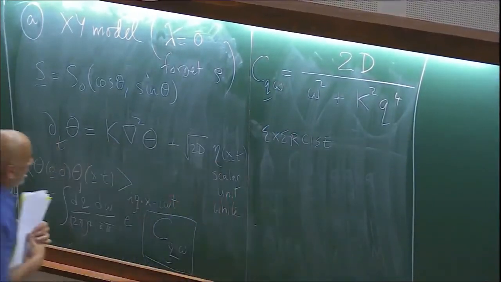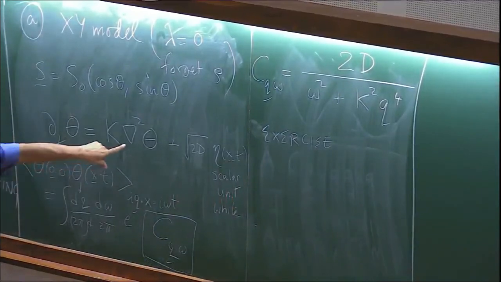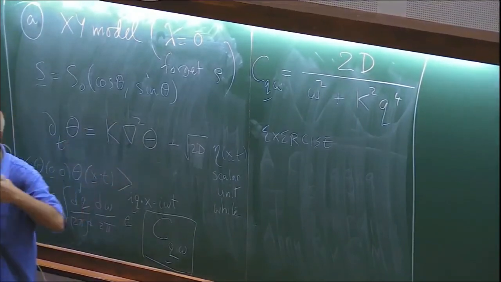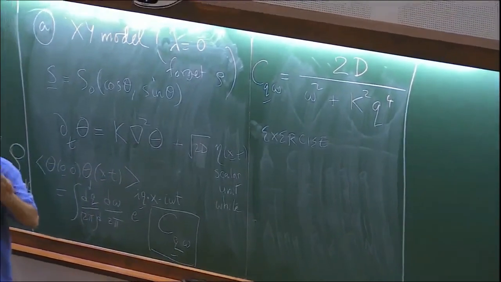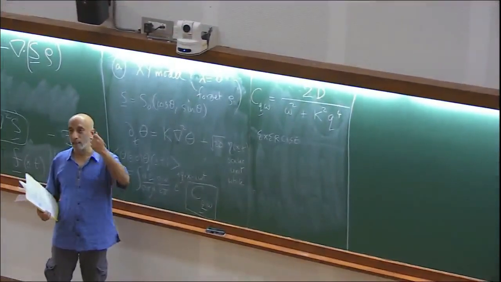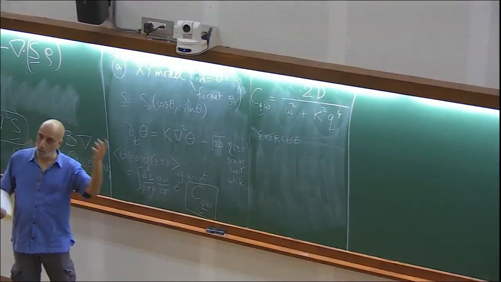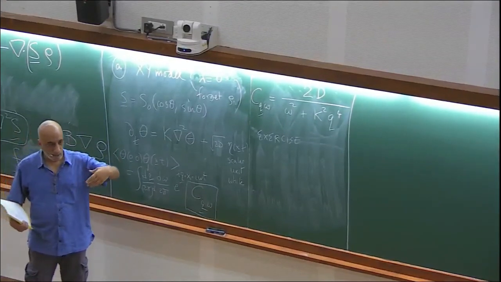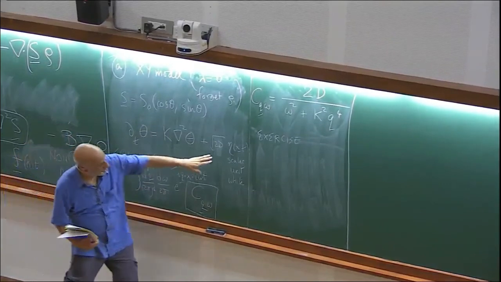Right? Supposing you Fourier transform in space, that becomes a minus q squared. And this is a linear equation, so all the Fourier modes are independent. Each Fourier mode is just a single relaxing variable. It's like a harmonic oscillator with no mass and only damping. It's like an RC circuit with noise. Right? And that variable relaxes.